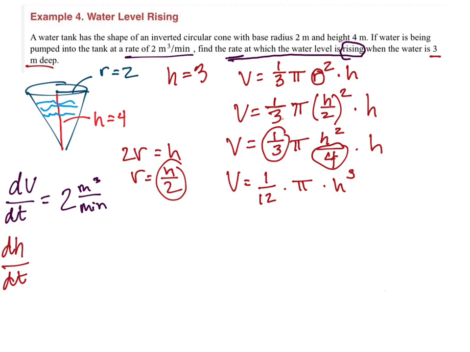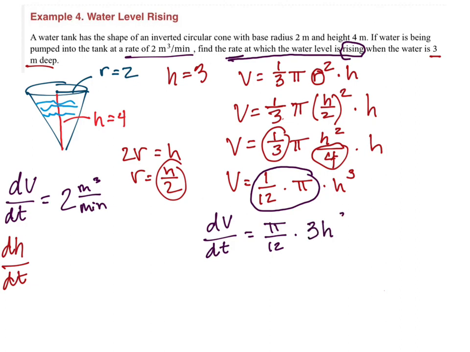Now this one feels like I could take the derivative. Okay. So when we do that, now we're going to take the derivative of V, which we know to be dV/dt equal to, remember that this 1/12 and pi, they're all constants. You could call it pi over 12 if you wanted to. But that part stays. That doesn't go away. So you have pi over 12 times, and now we're going to differentiate h cubed. 3h squared dh/dt. And the dh/dt piece is what we're actually looking for.